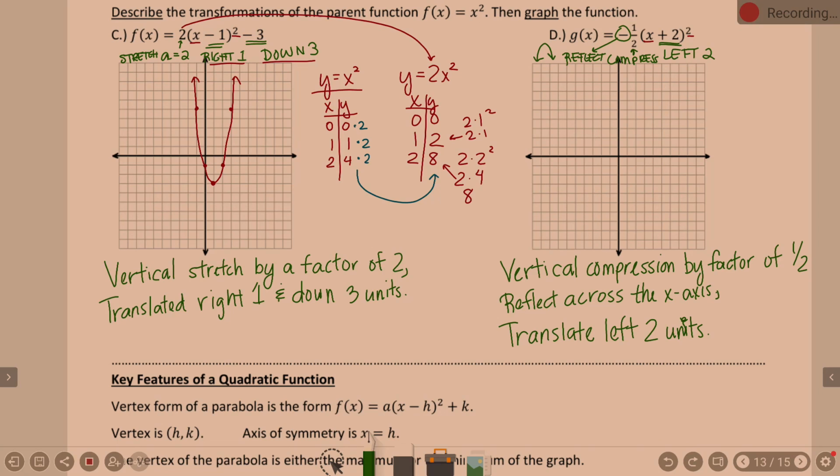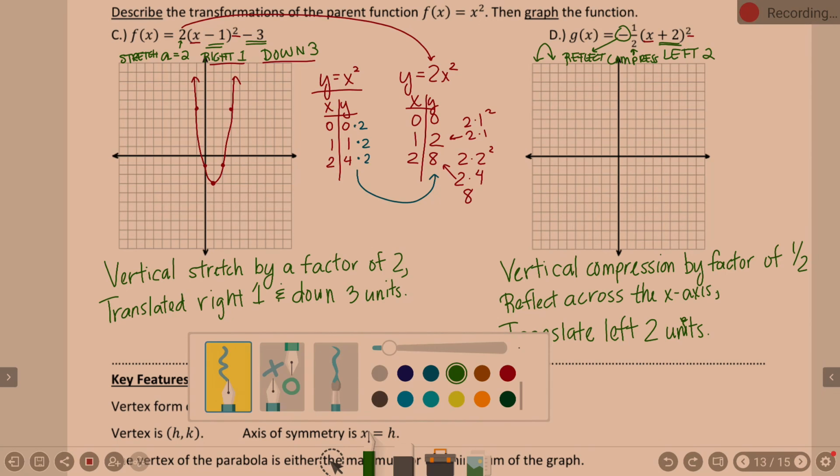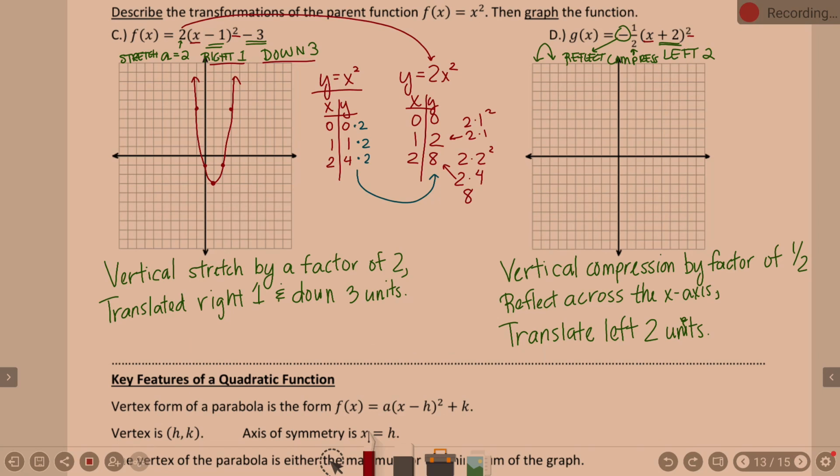Okay, we ready? My vertex, instead of being at 0, 0, is going to be where? Left 2. Now, normally, what do we normally do on a parabola? We would normally go 0, 0, 1, 1, 2, 4, right? Is that what I'm doing this time? No. We have to think in terms of 1/2 x squared.